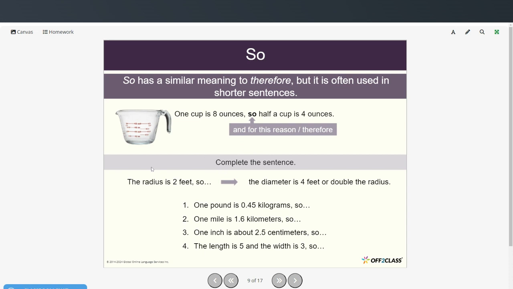So complete the sentence. The radius is 2 feet, so the diameter is 4 feet or double the radius. So see if you can come up with some answers to these. They can vary, depends on what you want the solution to be. So try those on your own and then restart when you're ready to check your answers.